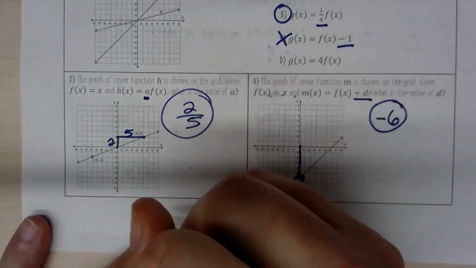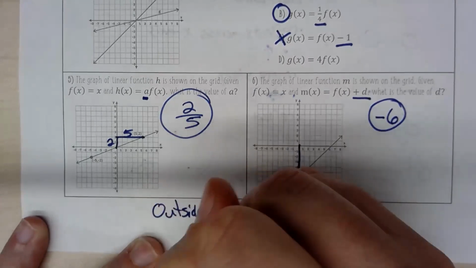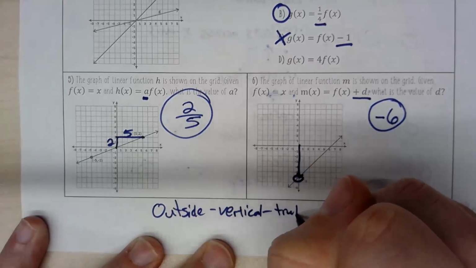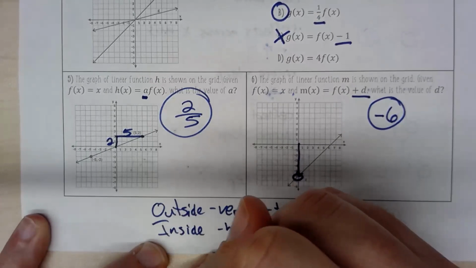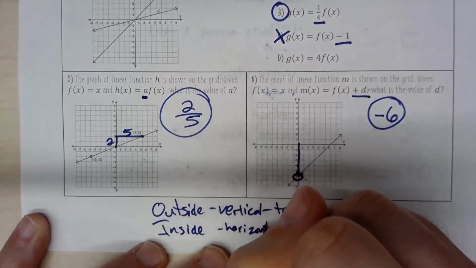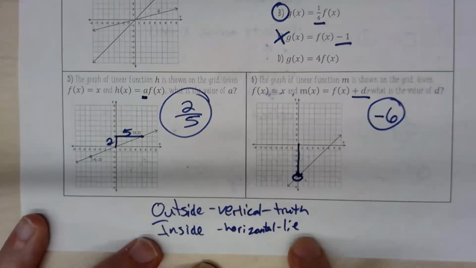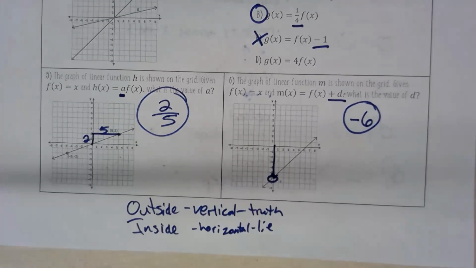All right, guys, I know this is not an easy concept. I just got to remember, everything outside is vertical and tells the truth. Everything inside is horizontal, and it's a lie. When I'm horizontal, I'm lying down. Multiplying changes the steepness, adding and subtracting shifts it either up, down, left, or right.